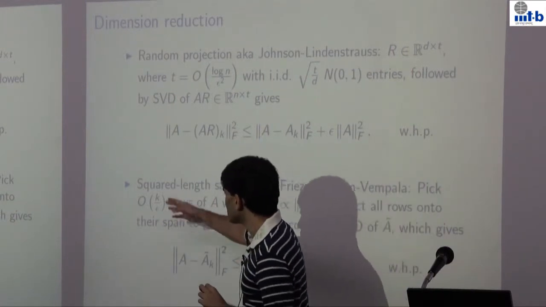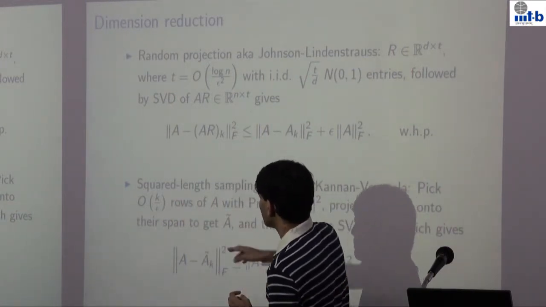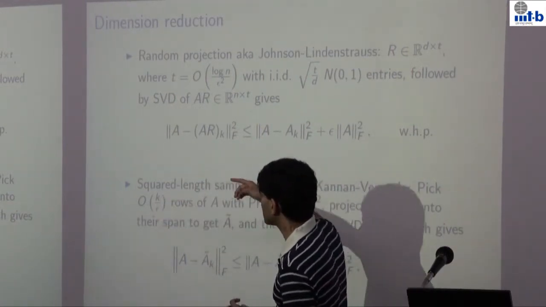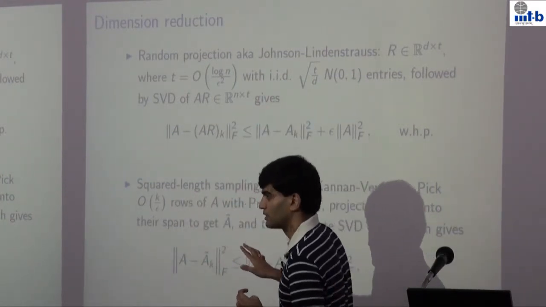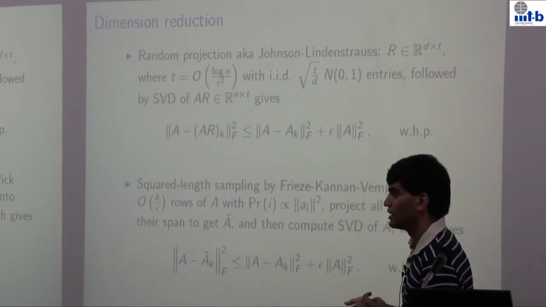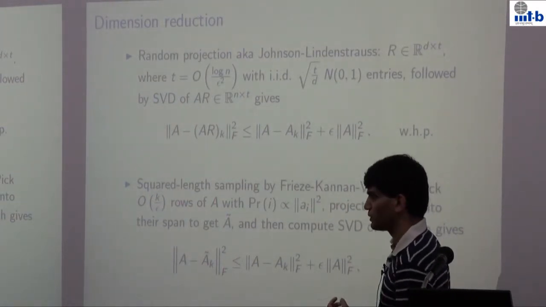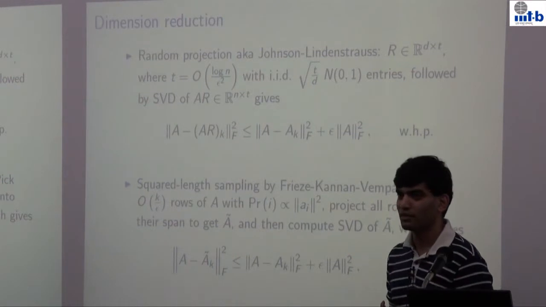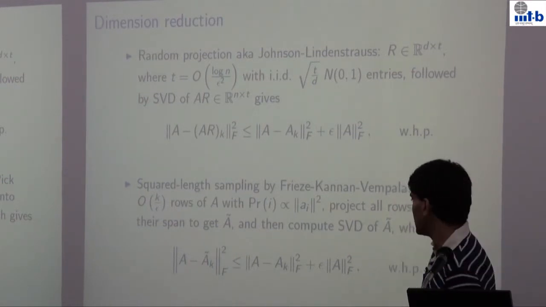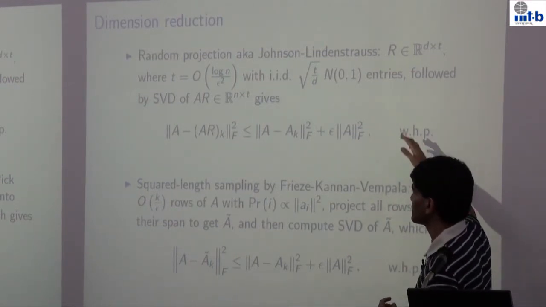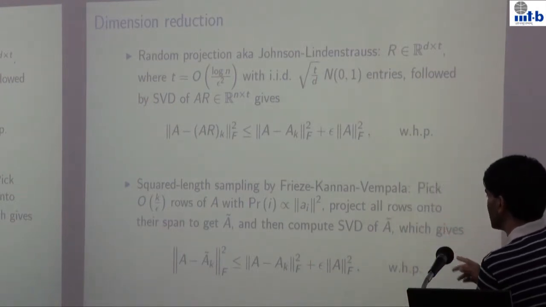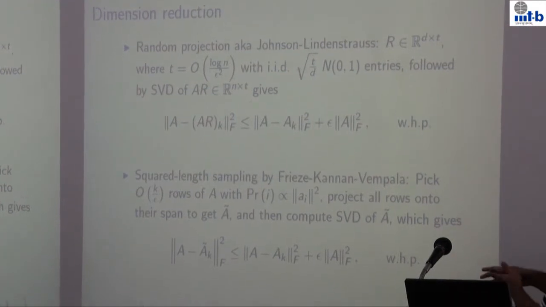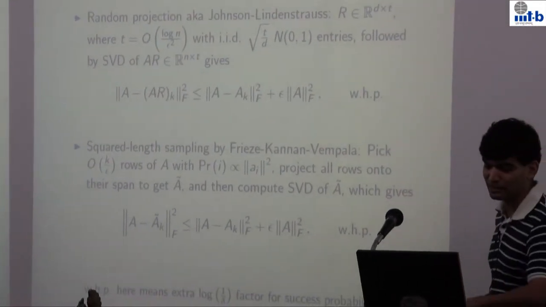So this will also reduce one of the dimensions from n to k over epsilon. And then you can run your singular value decomposition algorithm. And even that achieves the same thing as Johnson-Lindenstrauss. So this was sort of a surprising result, which started a lot of work in this direction.